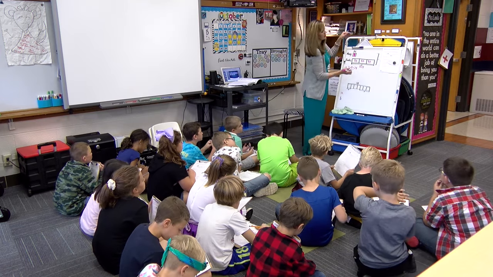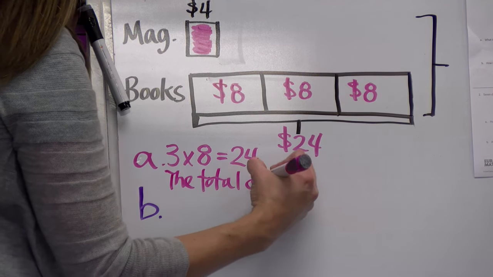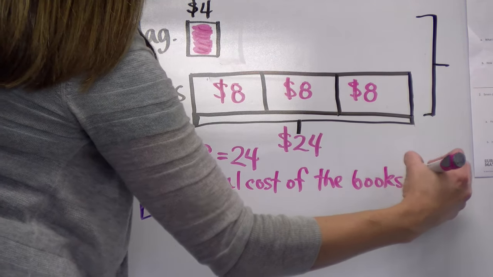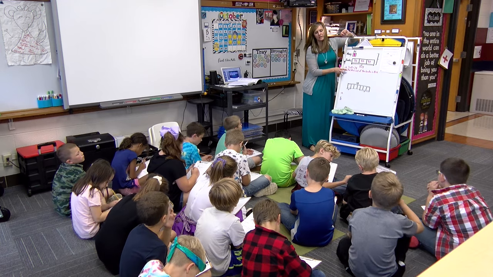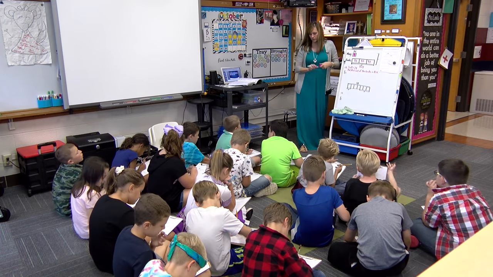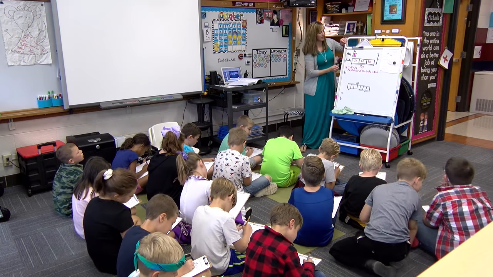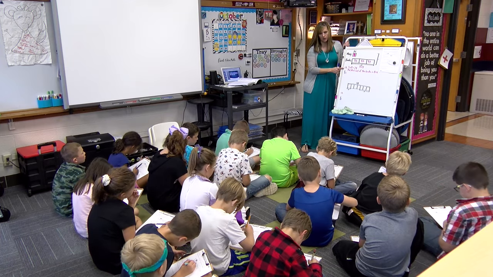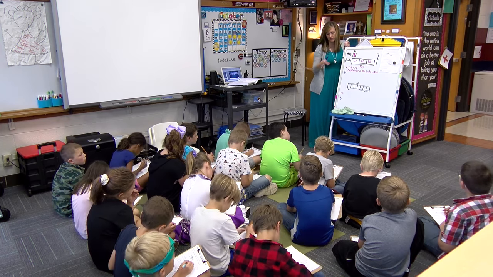Okay, so part A, what is the total cost of the books? We need a complete sentence. The total cost of the books is $24. So notice I used my multiplication equation and a complete sentence answer. If you don't have a multiplication equation and a complete sentence answer, add that in right now. We're short on time. You've got to get it done. This is what you're writing next to A. Not looking at our partner's paper when Mrs. Landis's board is right here. And this is the correct information that needs to go home with us.